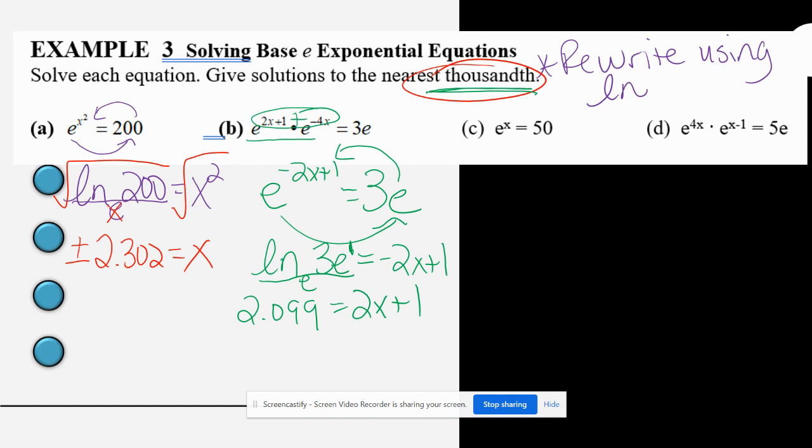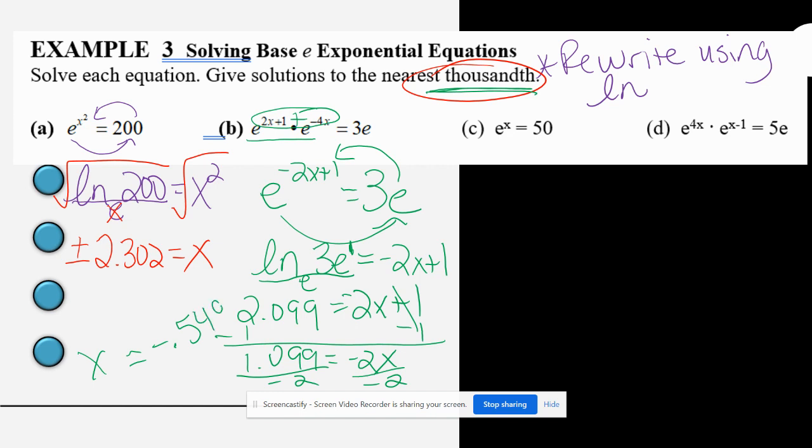To finish getting x alone, we would subtract 1. That's 1.099 is equal to negative 2x. The opposite of multiplying by negative 2 is dividing by negative 2 on both sides. And we get x is about negative 0.549.